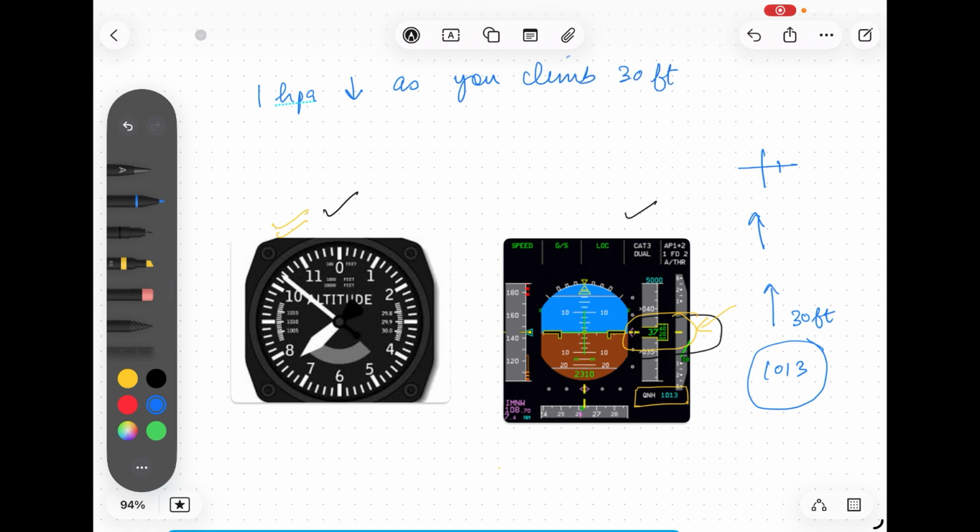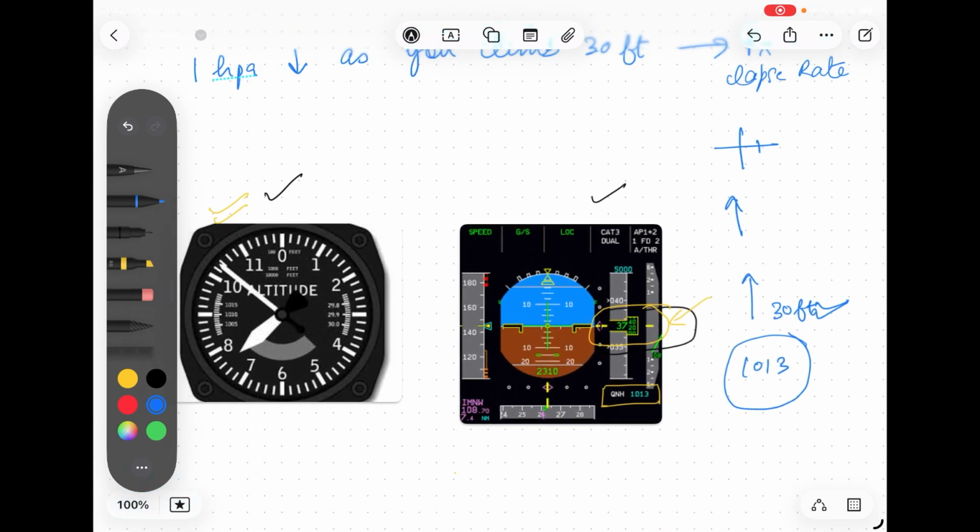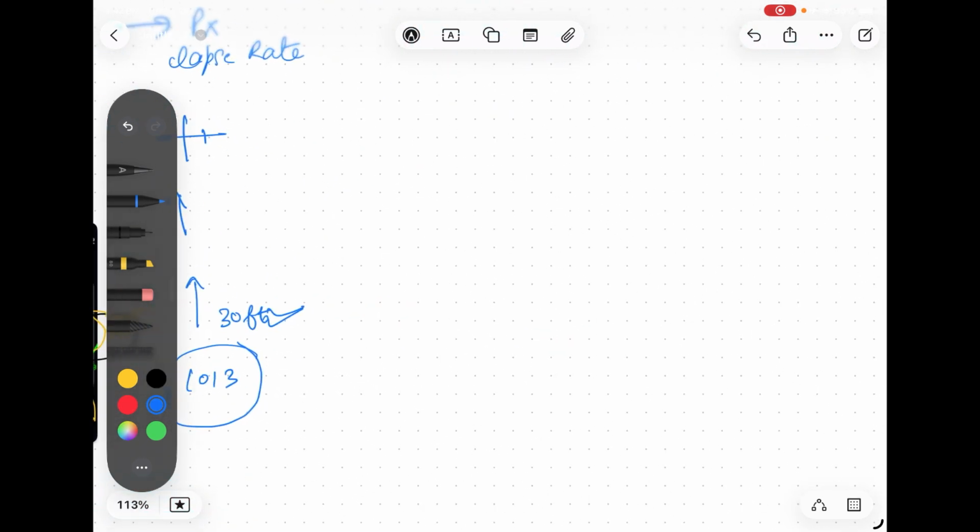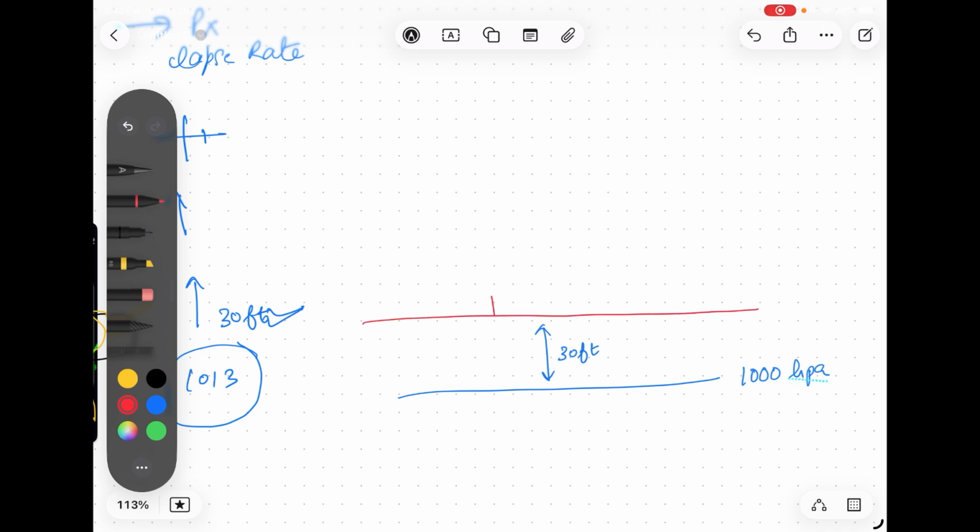30 feet, right? So this is your pressure lapse rate. As I go higher and higher, every 30 feet my pressure will go down by 1 hectopascal. Let's see how that works. If right now I am at a level where the pressure is 1000 hectopascal, and now I have gone 30 feet higher, the pressure would be 999 hectopascal. It will reduce by 1 hectopascal because that is the lapse rate.